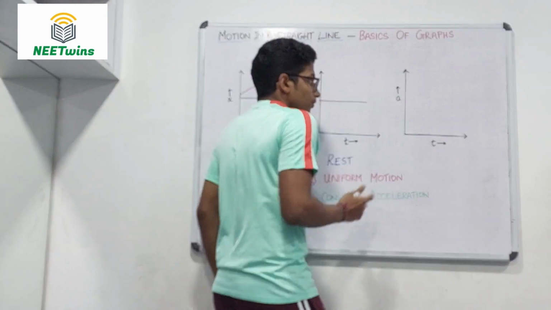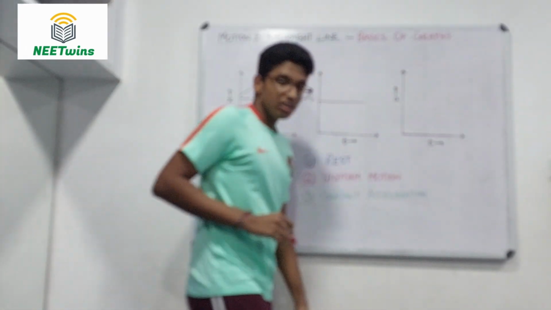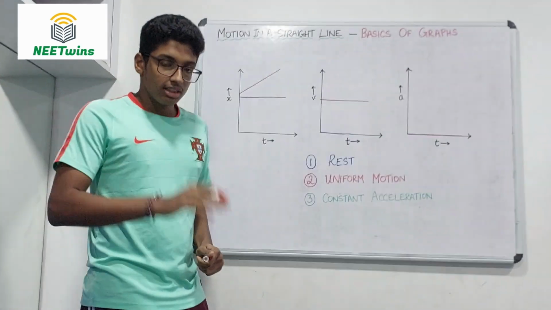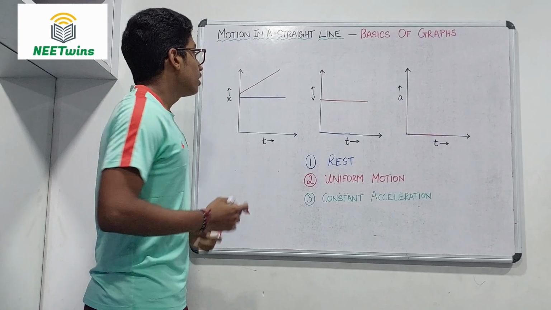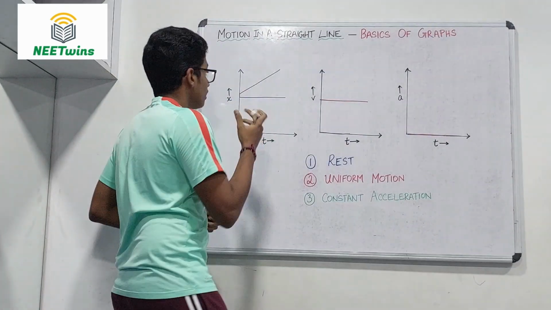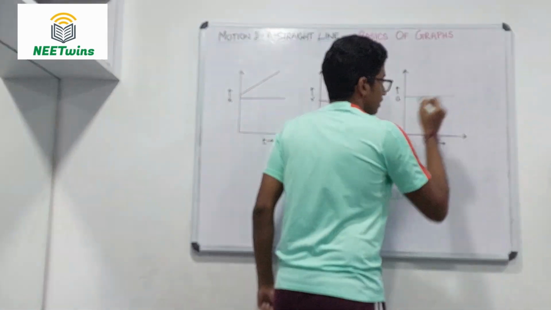And the at graph will be the same as that for rest, because the acceleration of the body does not change, because its velocity is constant. And we know that acceleration is the change in velocity divided by the time. Next, let us look at the case of constant acceleration. Let's look at the at graph first. It will be a straight line like this.